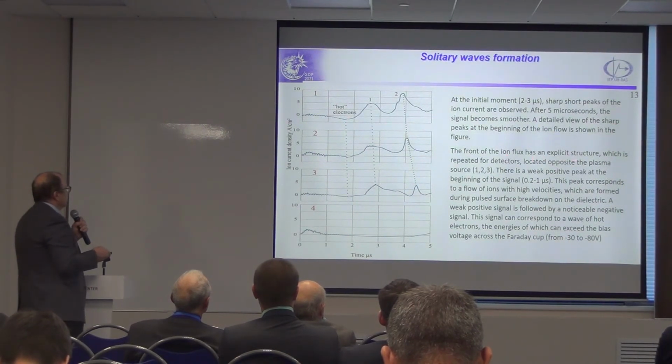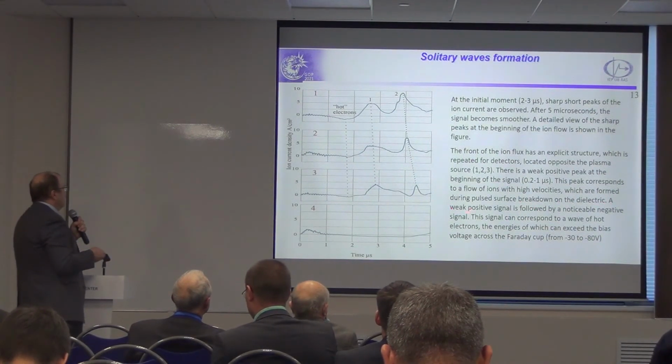The front of the ion flux has an explicit structure, which is repeated for detectors located opposite the plasma source, first, second and third. There is a weak positive peak at the beginning of the signal. This peak corresponds to a flow of ions with high velocities, which are formed during pulsed surface breakdown on the dielectric. The positive peak is followed by a noticeable negative signal.